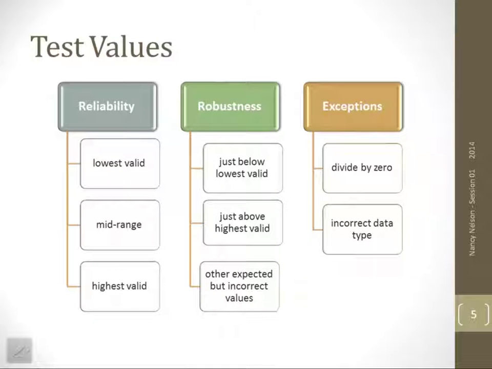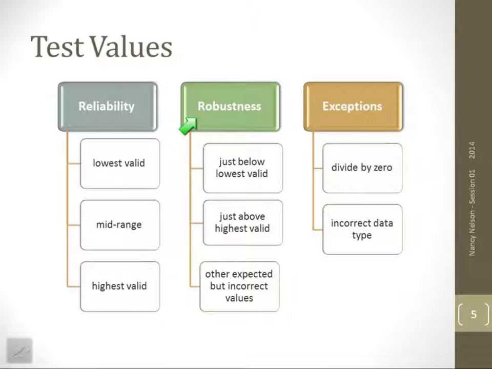The last part of our detailed design is the definition of our test data. And we need to remember to define test values to account for reliability, robustness, and any exceptions. So if we look at reliability first, we need to at least have test values for the lowest valid input that's acceptable. We need to have something in the mid-range of acceptable values and the highest value. We would need each of those three for every variable that is input into the system. This is going to ensure that our program always operates properly given appropriate data.